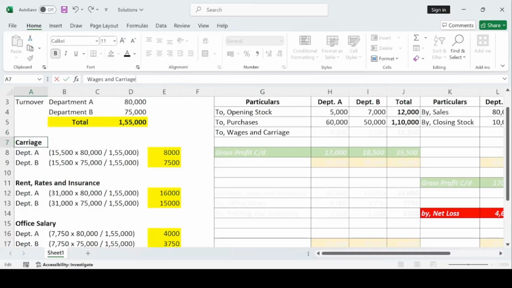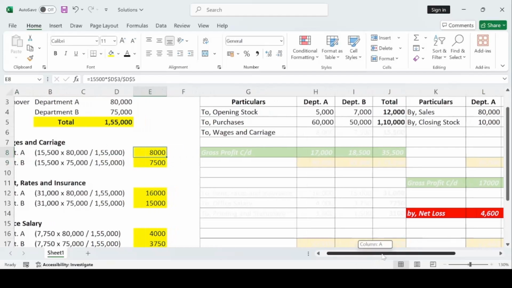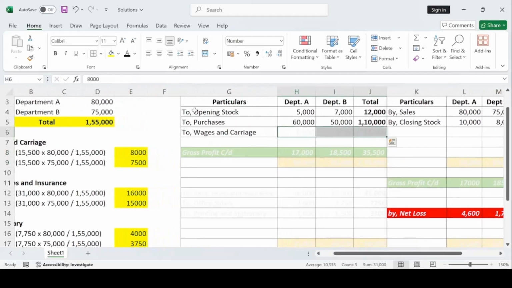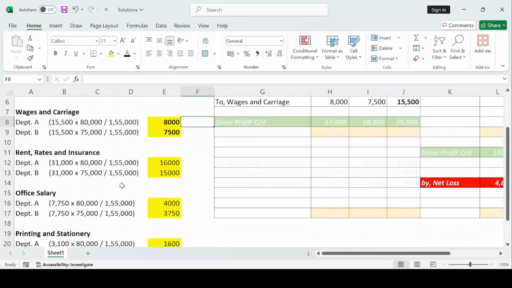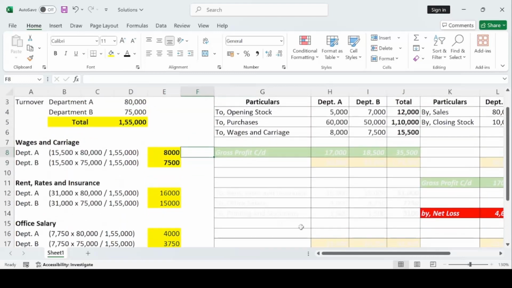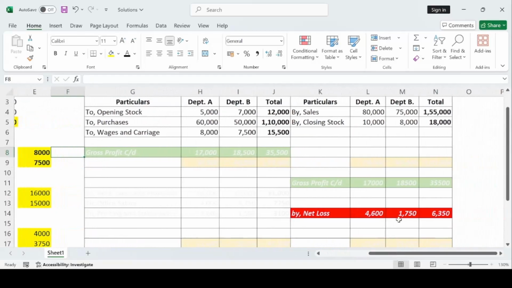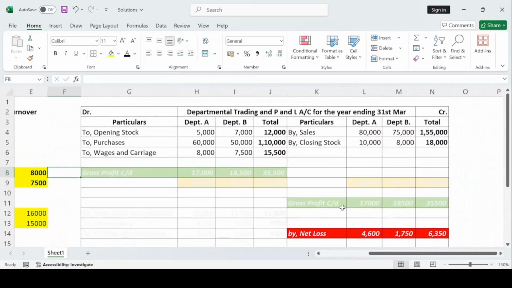Wages and carriage. Yes. So we have only calculated it. For department A it is 8,000 and department B is 7,500. So the same value whatever we have calculated here, I am putting it over here. Now when we look into other expenses, rent, rates and insurance, office salary, printing and stationery, these are all indirect expenses. In trading account we will only show the direct expenses.